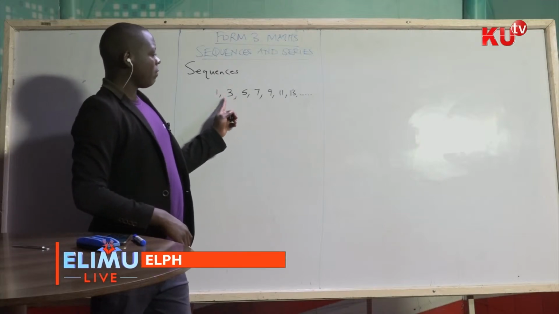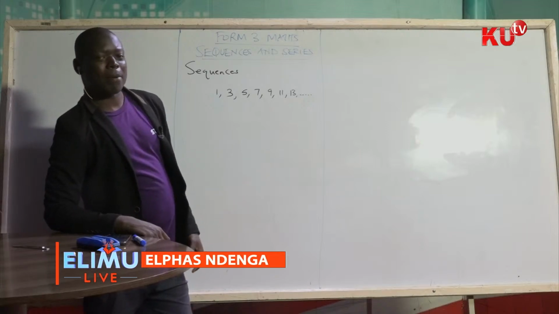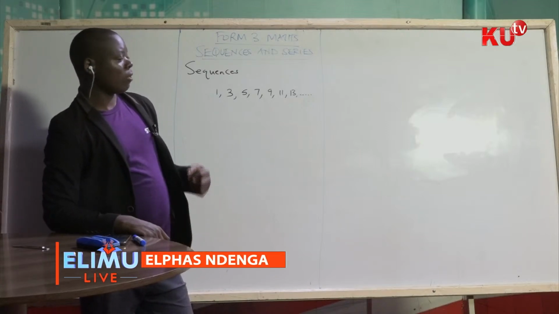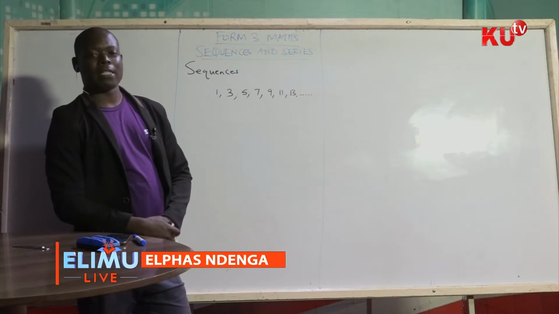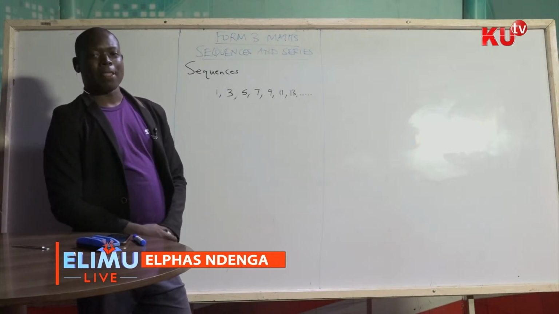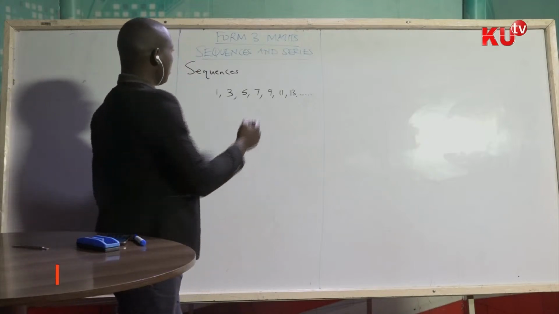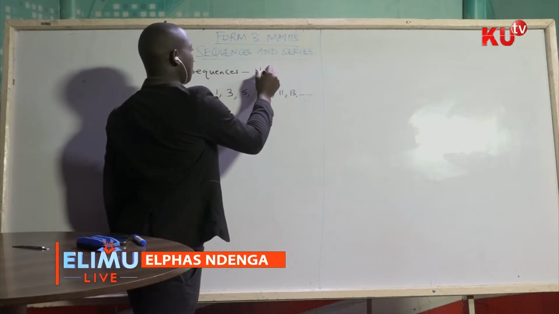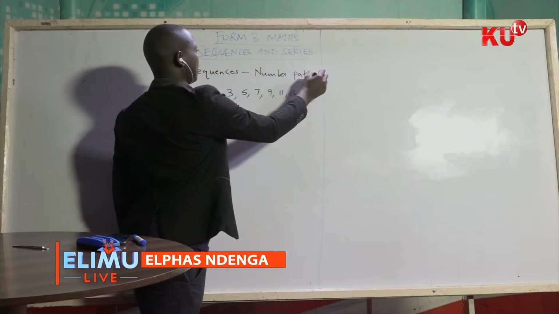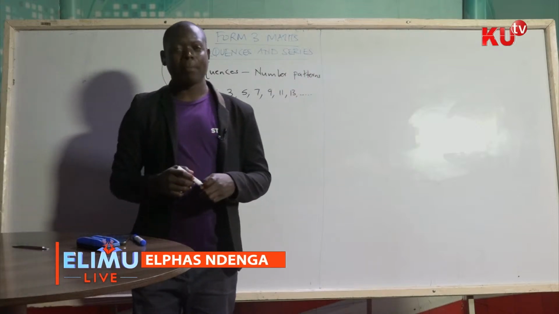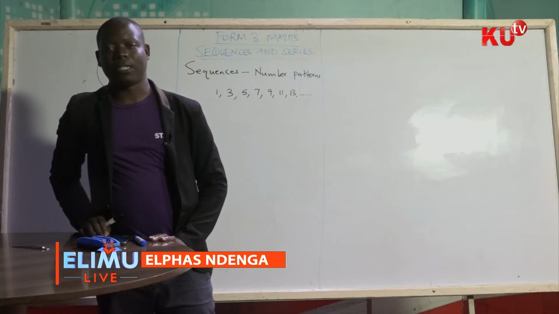If you identify that particular number that helps you tell the next number, then it is easier to get not just one, but more than one subsequent number in that pattern. That is why, when we discuss sequences, we refer to what we call number patterns. How have the numbers been arranged in a particular set of information?